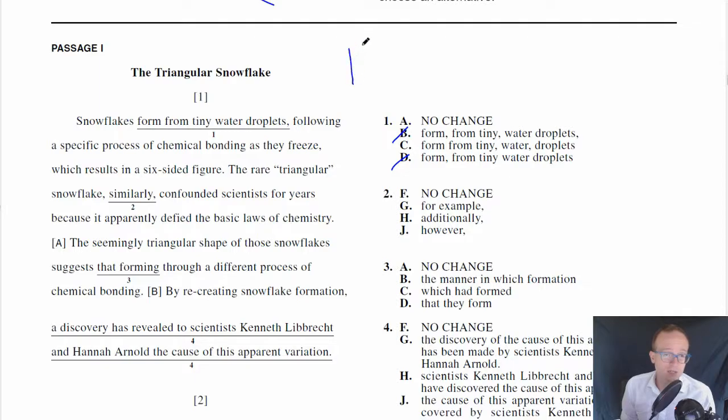So when I talk about independent and non-independent, I'm going to use I and N for independent and non-independent. So snowflakes form from tiny water droplets is an independent sentence. It's something that I could say to you and you'd be like, okay, I understand that. You don't feel like I missed something or I forgot to say some words. This next part, however, following a specific process of chemical bonding as they freeze, which results in a 6-sided figure, is like, okay, I feel like you forgot to say something. There's a piece of the sentence that is missing. So that's non-independent. To link an independent and a non-independent, you want to use a comma.